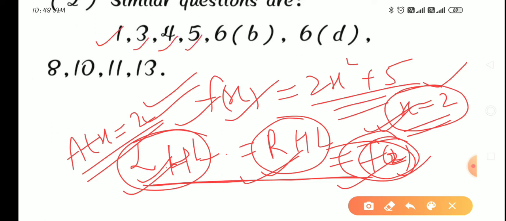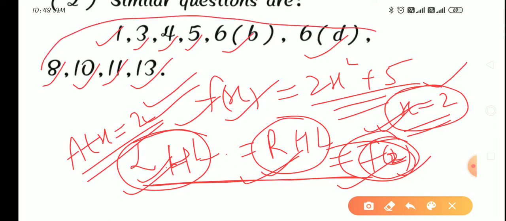So such type of questions, these are the questions: first question, third question, fourth question, fifth question, sixth question B part and sixth question D part. There are 4 parts in question 6: A, B, C, D, so B and D. Question number 8, question number 10, question number 11, question number 13. These are the questions in which one function is given and one particular point is given at which you have to discuss or show the continuity.